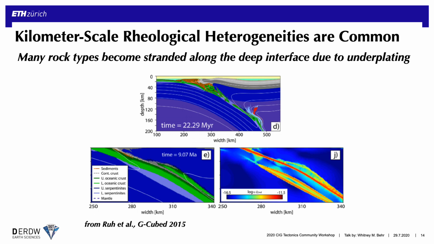This is an example from numerical models that Jonas Ruh and others conducted, showing how slices of oceanic crust and mantle can be slivered off, and the active interface can step progressively downward with time from one rheologically weak material to another structurally deeper rheologically weak material. Many different rock types become juxtaposed in this environment, including sediments, mafic oceanic crust, and slivers of partially serpentinized mantle that can either be derived from the downgoing slab or eroded from the upper plate forearc.